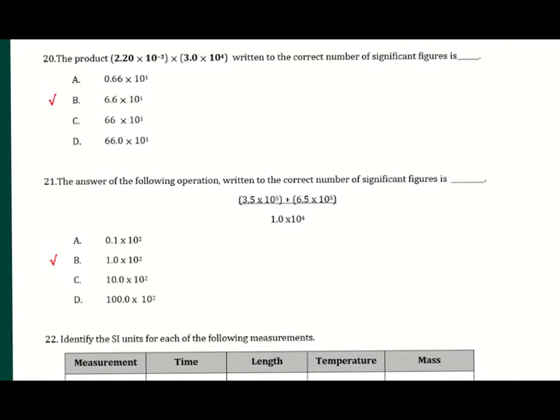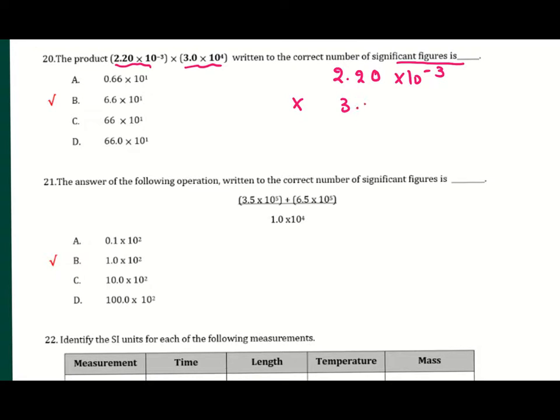Next question. The product of these two values written to the correct number of significant figures is. So let's do the calculation first. Times 3 times 10 power 4. Remember, when we multiply, we add the powers.